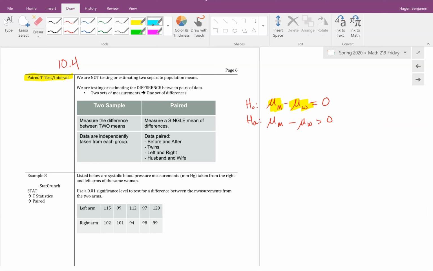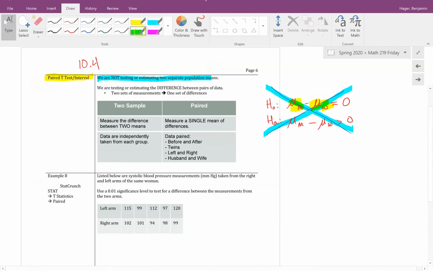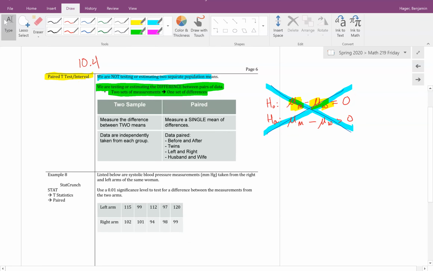That's not what's going on here, okay, so this is not what's going on in this problem. Okay, so we are not estimating two separate population means. We're not doing this here. Okay, instead what we are doing is we are estimating or testing the difference between pairs of data. Okay, so we're going to take two sets of data, but we're only going to look at one set of differences. We're only going to do analysis on one set of data. All right, and so here's just, again, a difference between the two, and I think it's going to make sense when we look down at this example here.